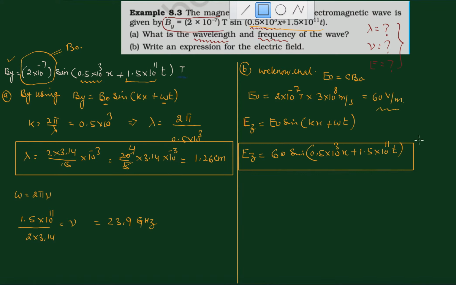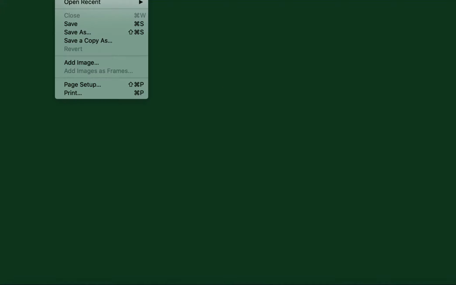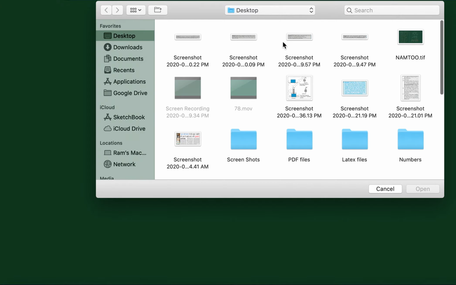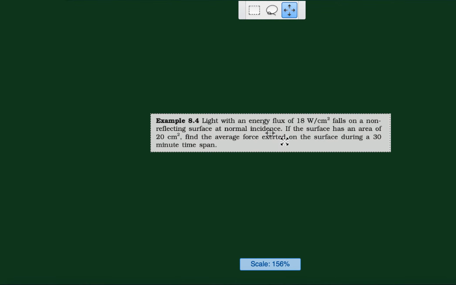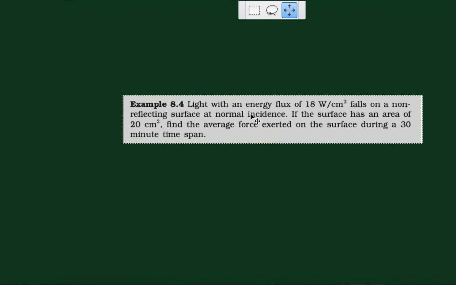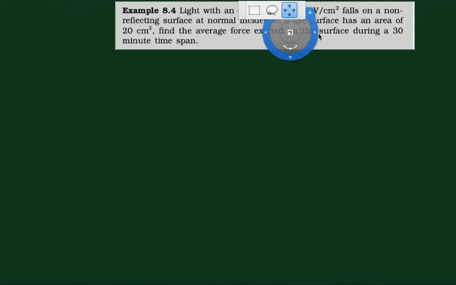Okay, so this is the final expression for this numerical problem, and this is what is asked from us. So now we'll go for example number 8.4. Now we'll go for another example. Initially we will add the problem and then we will go for it. So the problem is... this problem is very simple for us to do.